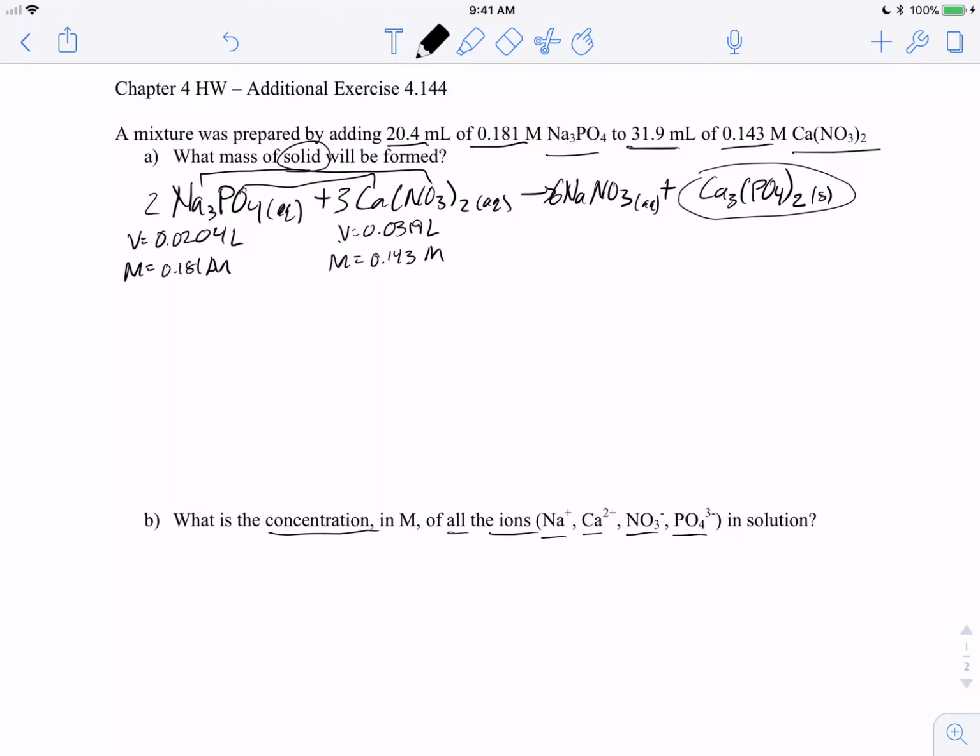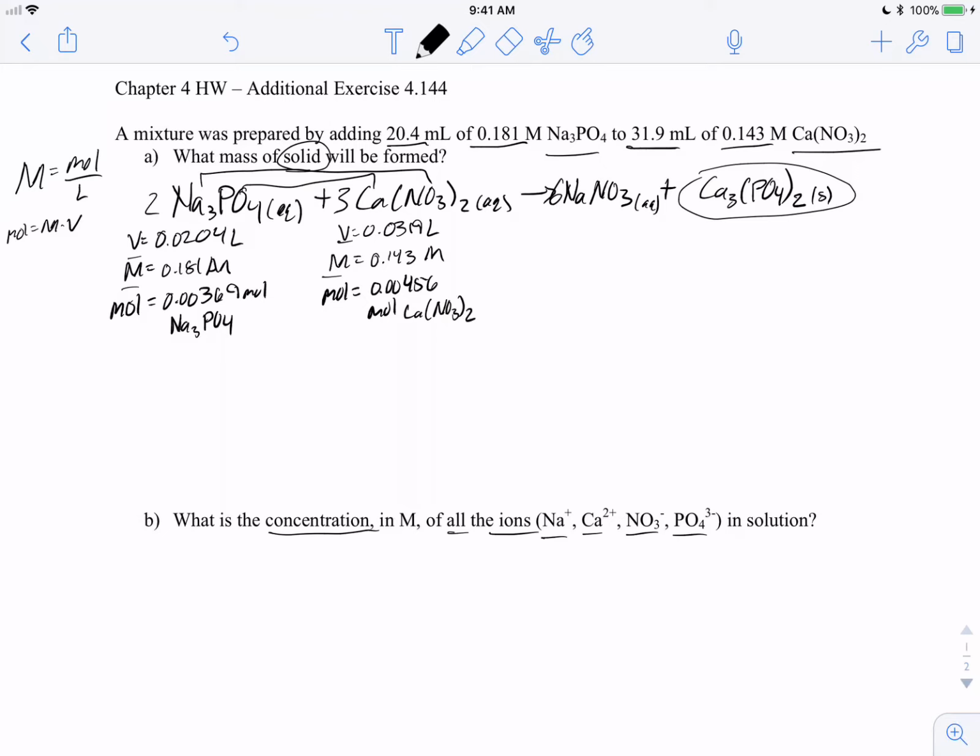Now, if we have a volume and molarity of both of these solutions, if we go back to molarity and how we can use that, well, molarity is defined as moles of solute per liter of solution. So if I have molarity and volume, I can find the number of moles by multiplying our molarity times our volume in liters to give us our number of moles. So we can do that for both of these, and we would find that we would have 0.00369 moles of sodium phosphate, and then we would have 0.00456 moles of our calcium nitrate.